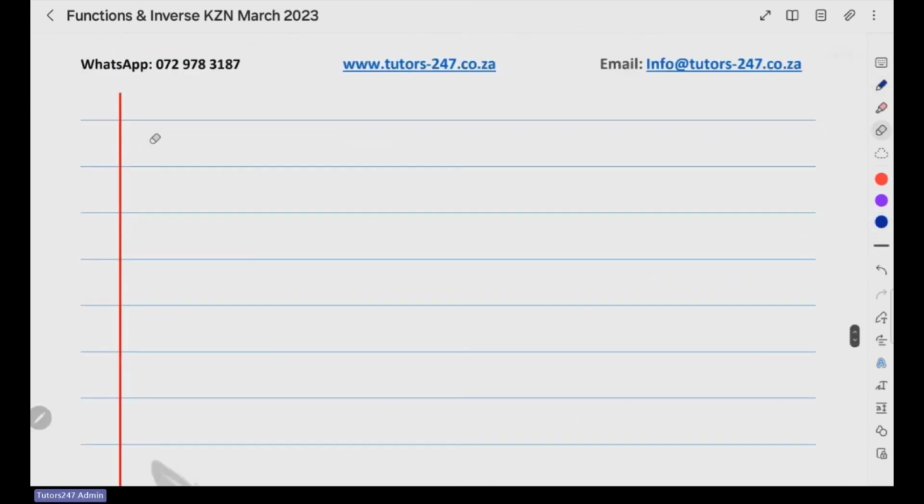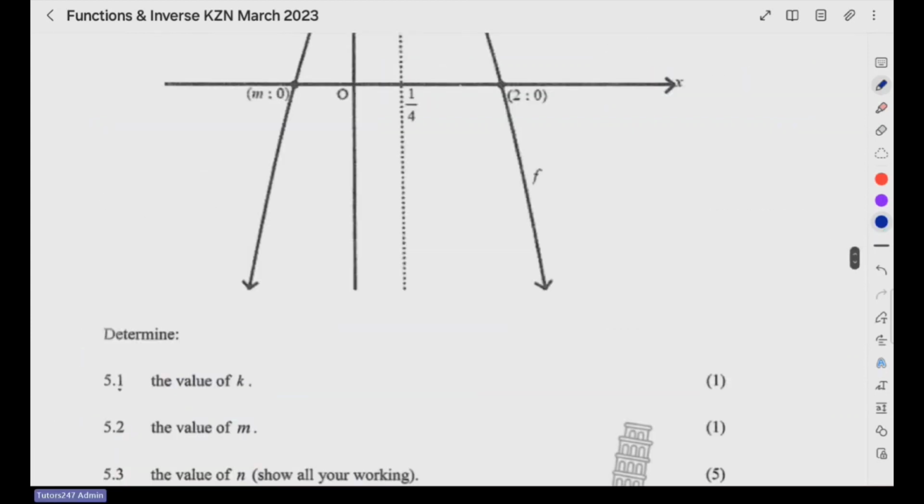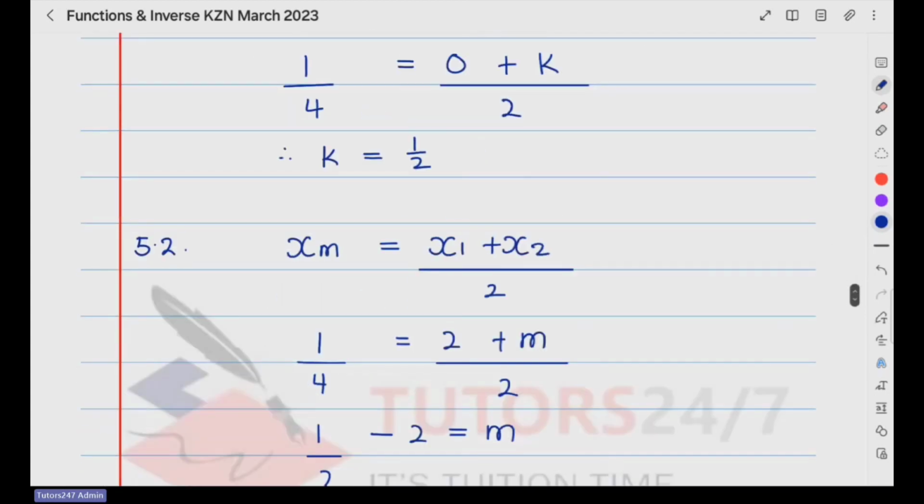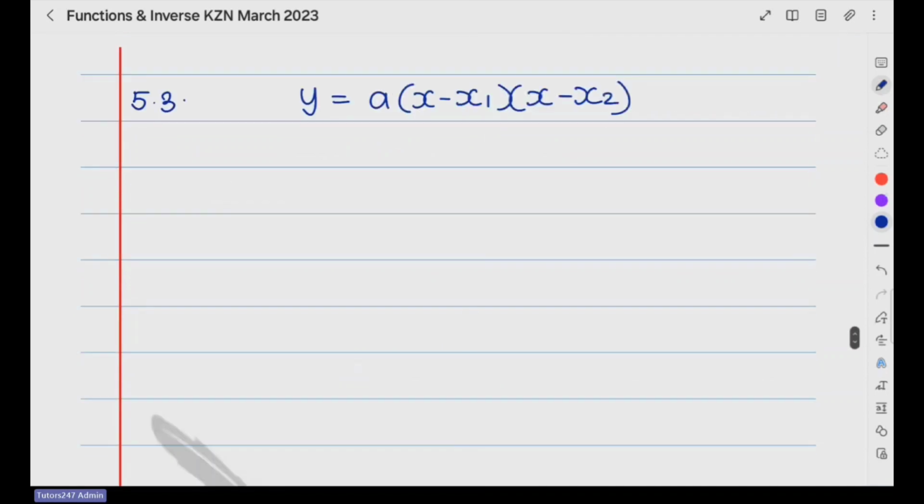So let us start. So we have question 5.3. Our x-intercept form is y equals a into x minus x1, x minus x2. Take note that x1 and x2 represent the x-intercepts of the function. Now, we already know that the x-intercepts are m and 2. We calculated m as negative 3 over 2. So that is what we are going to use. So we know that x1 is equal to negative 3 over 2, and x2 is equal to 2.